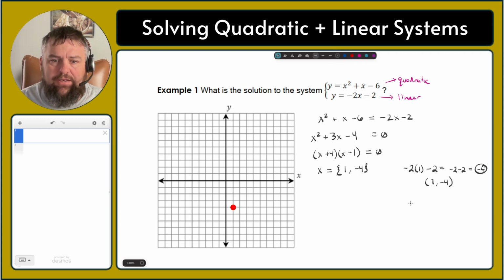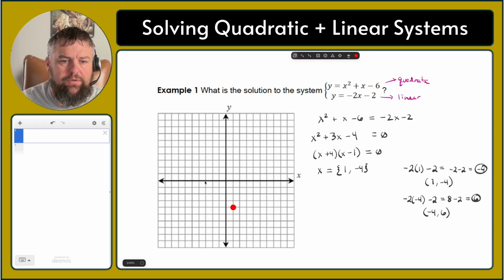Then I'm going to take the other one. I'm going to say negative 2 times negative 4 minus 2. Well, that is just 8 minus 2, which is just 6. So the other solution is going to be at negative 4, 6. So go to my graph, go to negative 4, go up to 6: 1, 2, 3, 4, 5, 6. Now I can use Desmos to confirm this. I'm going to expect to see two points at 1, negative 4, and negative 4, positive 6.